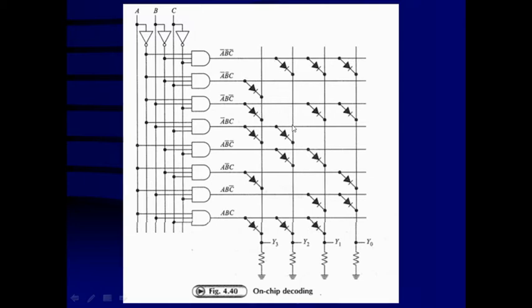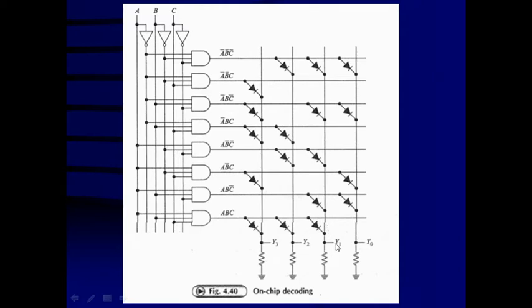A bar, B, C is the second fundamental product corresponding to this diode. A, B bar, C bar is the fundamental product for this one, and ABC is the fundamental product for this one. So you are getting Y2 equal to A bar, B bar, C bar, or A bar, BC, or A, B bar, C bar, or ABC, this way.